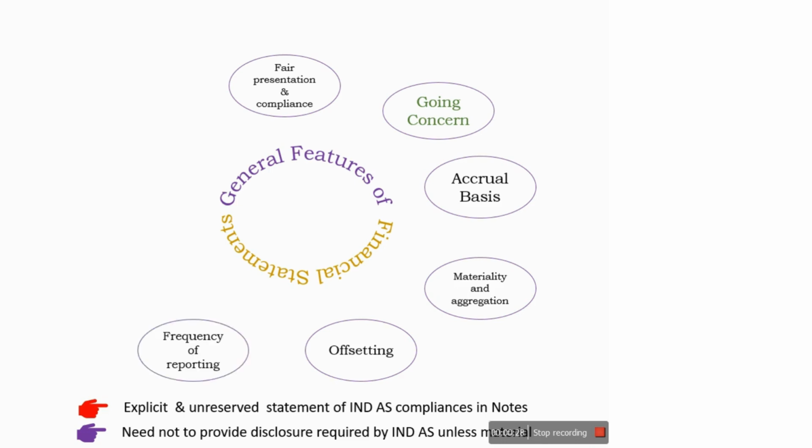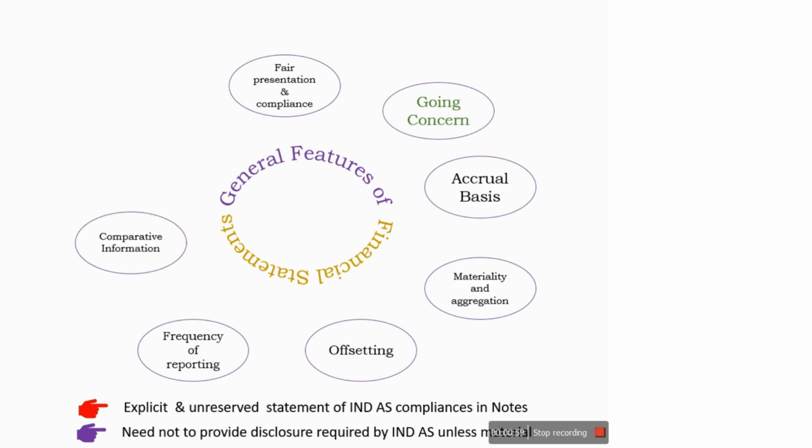Apart from it, next is the frequency of reporting, and this frequency should be at least for a period of 1 year. If an entity is going to present for a period other than that, it will disclose the reason for doing so and the fact that the amounts presented in the financial statements are not for a complete year and are not comparable.